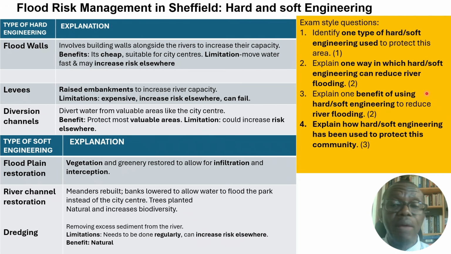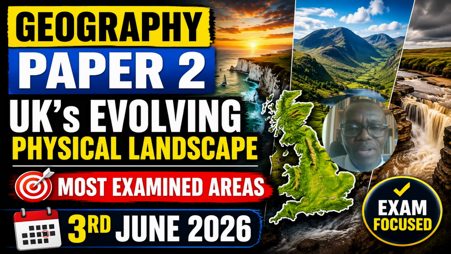So again, here you would have been given a picture with one of the hard or soft engineering strategies, and you would then need to name it and then explain how it would protect that particular community from flood risk. That brings us to the end of this video on the UK's evolving physical landscape.